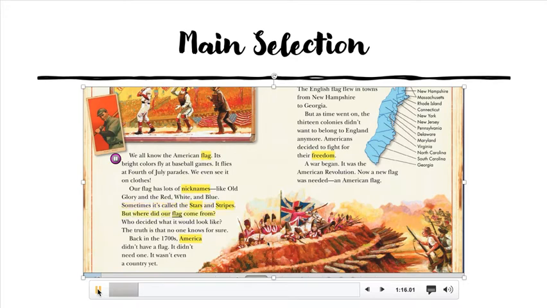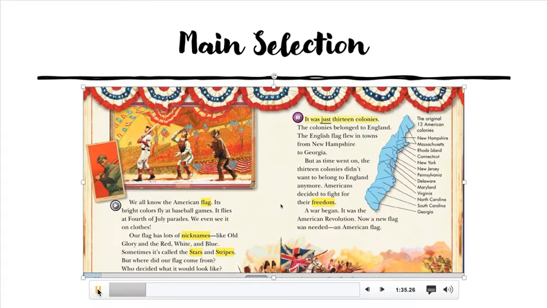But where did our flag come from? Who decided what it would look like? The truth is that no one knows for sure. Back in the 1700s, America didn't have a flag. It didn't need one. It wasn't even a country yet. It was just 13 colonies. The colonies belonged to England. The English flag flew in towns from New Hampshire to Georgia.